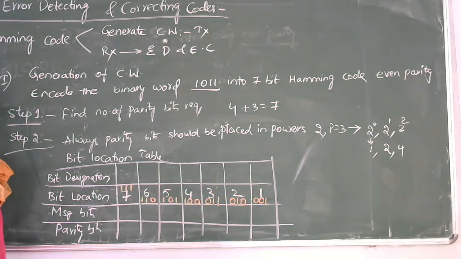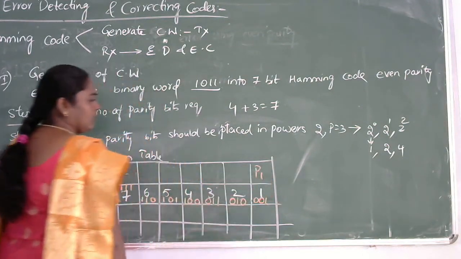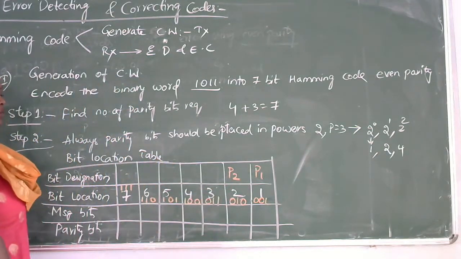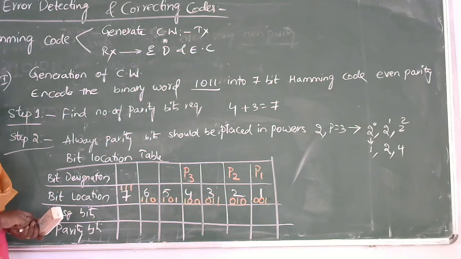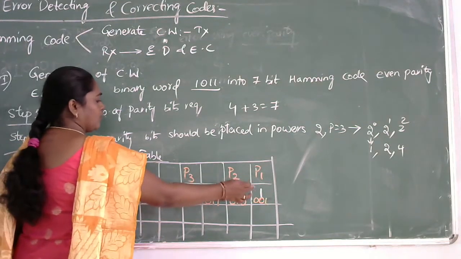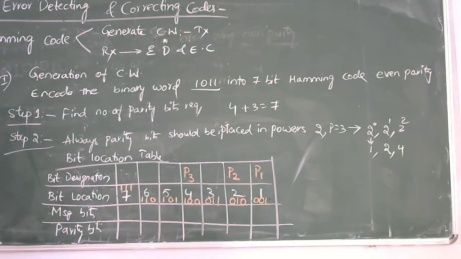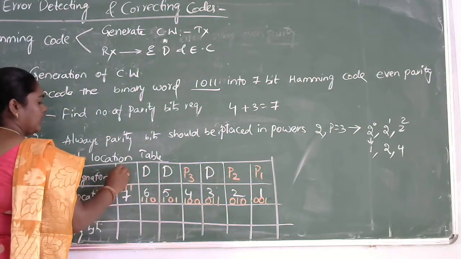So here, just as I have already told you, always the parity bits are placed in the powers of 2, that is 2 power 0 is 1, so this is a parity bit, 2 power 1 is 2, this is a parity bit, and 2 square is 4, this is the third parity bit. So here P represents the parity bits. The parity bits are placed in the powers of 2, that is 1, 2 and 4, and the remaining bits are called data bits.